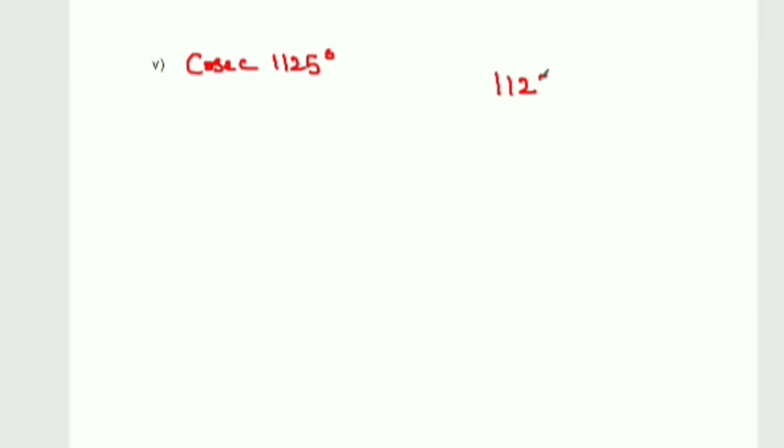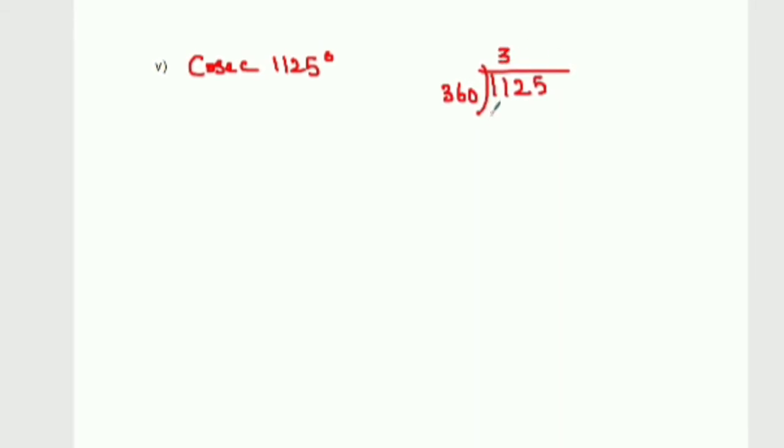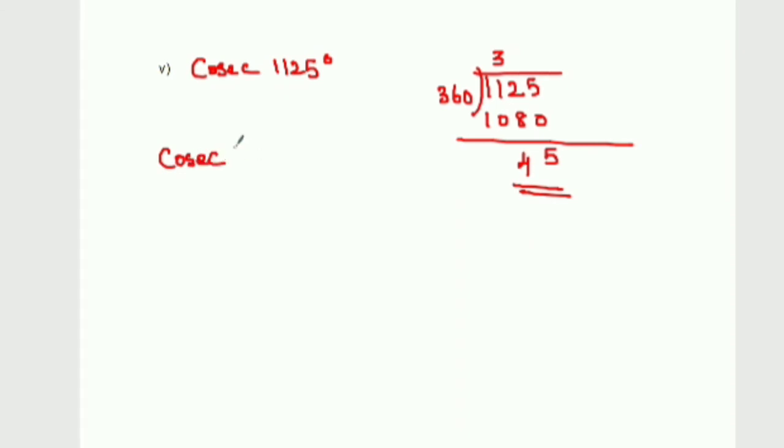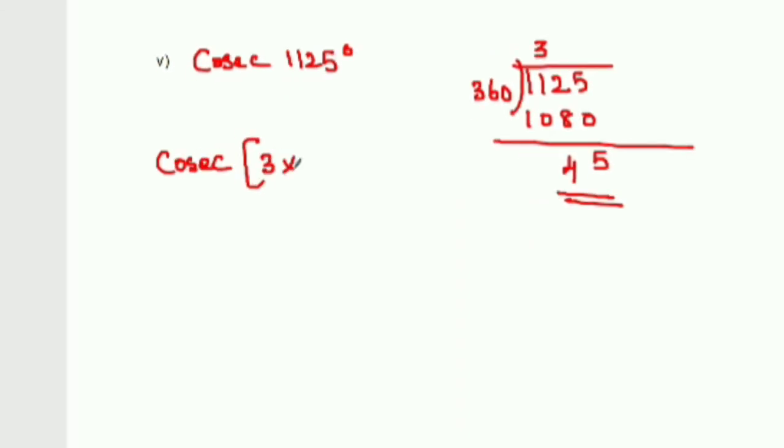Question number 5. Cosecant 1125. So divide 1125 by 360 and check the number of revolutions. When you divide 1125 by 360, you get 3 times, which is 1080. The remainder is 45. So we can write cosecant 1125 as cosecant 3 times 360 plus 45.